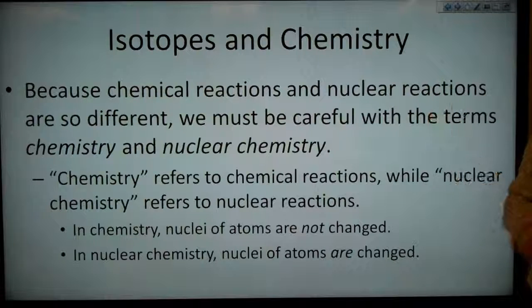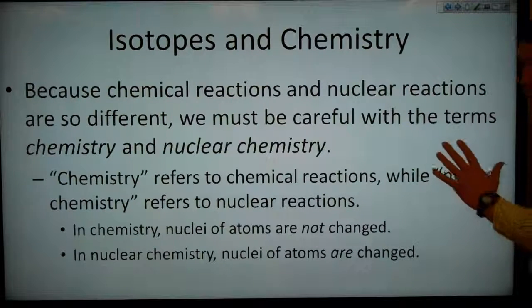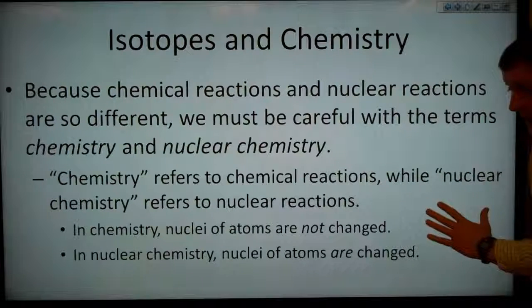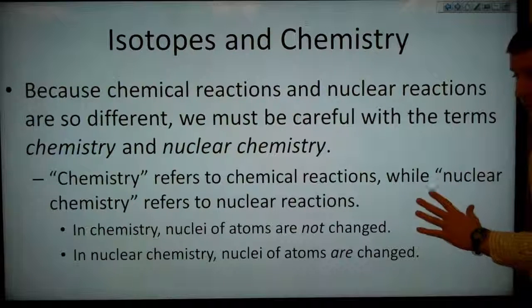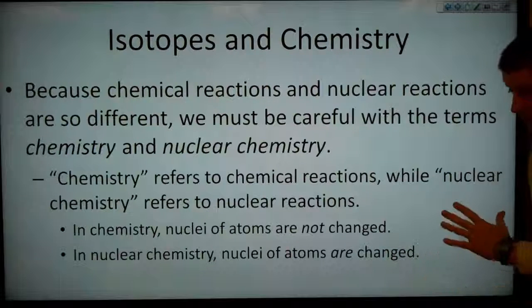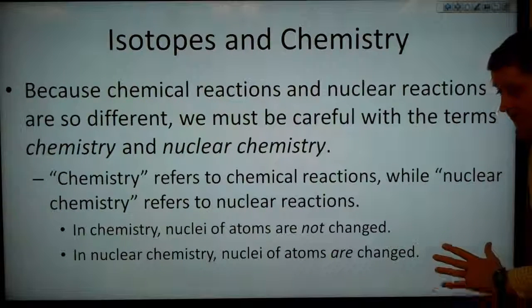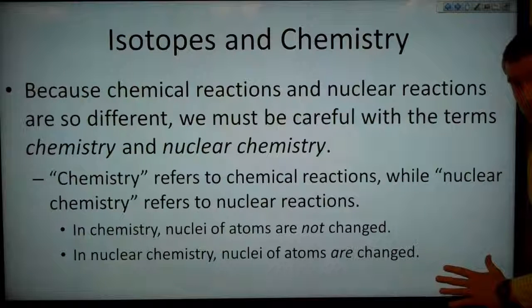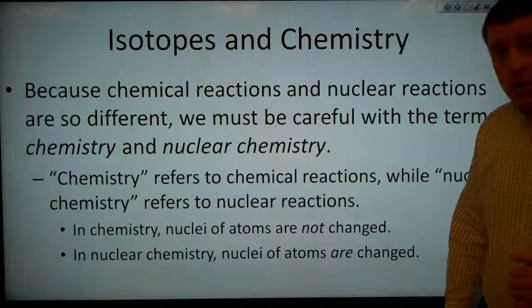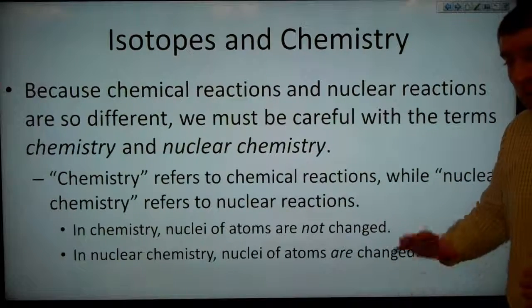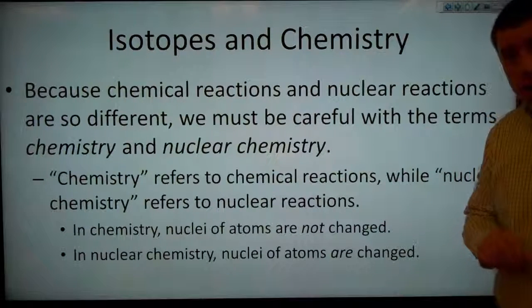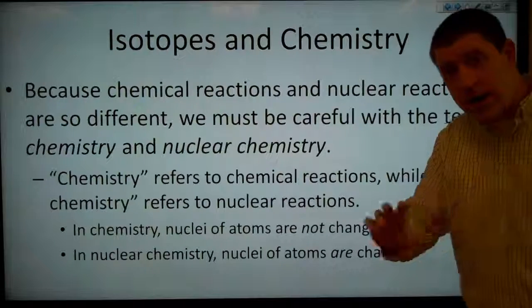Because chemical reactions and nuclear reactions are so different, we have to be careful with the terms chemistry and nuclear chemistry. Chemistry refers just to chemical reactions and not nuclear reactions, while nuclear chemistry refers to nuclear reactions. So in chemistry, nuclei of atoms are not changed at all. In nuclear chemistry, the nuclei of atoms are changed. So if you hear someone speaking of chemistry, we generally are not including nuclear chemistry in this. And so for the remainder of the course, the term chemistry does not include nuclear chemistry, and that means that nuclei of atoms are not being changed.